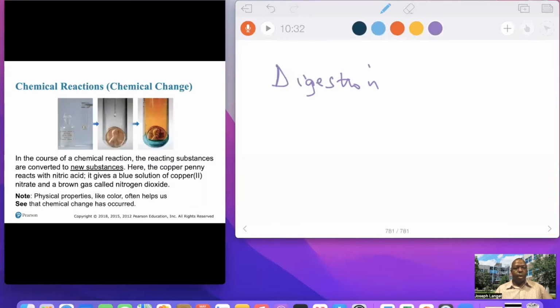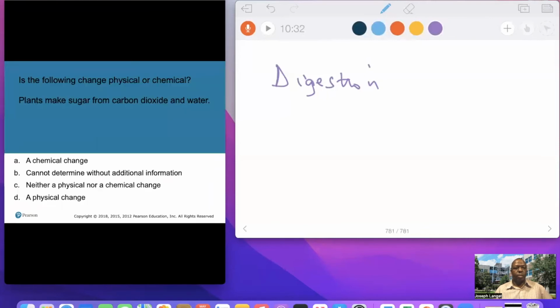There's a diagram I used earlier on. This is just an illustration of chemical change, a chemical reaction which takes place. Now, is the following change physical or chemical? Plants make sugar from carbon dioxide and H2O. How will you classify plants making sugar from CO2 and H2O?